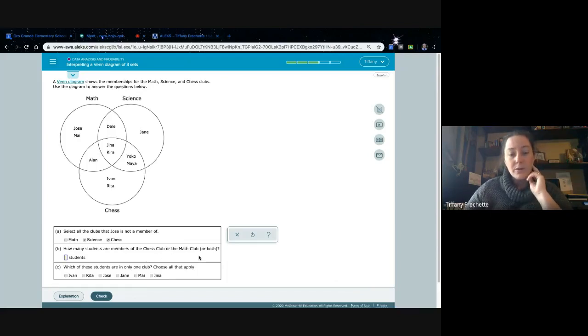And then it says, how many students are members of the chess club or the math club or both? So here we have chess club or math club. So we need to take into account all the bubbles. So we have 1, 2, 3, 4, 5, 6, 7 for chess. And then if I look at math, we have 1, 2, 3, 4, 5, 6. So we had 7 and we had 6. Now if I add those together, I'll get 13. The only problem is I'm counting Gina and Kira twice. So I really only want 11.